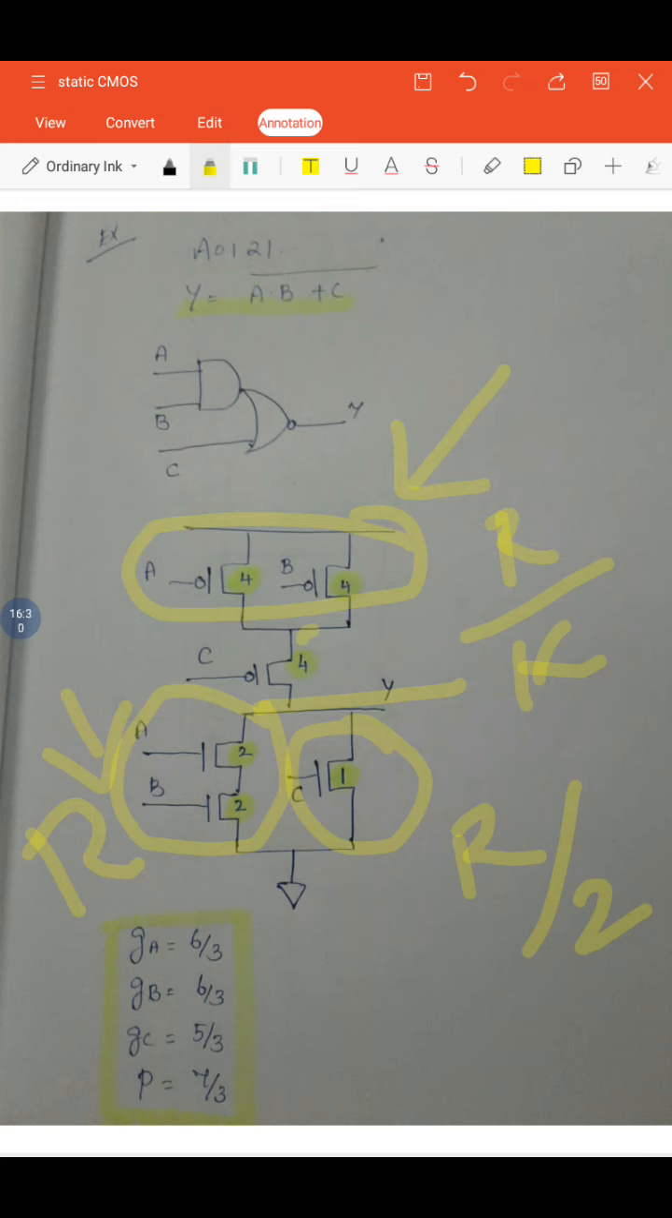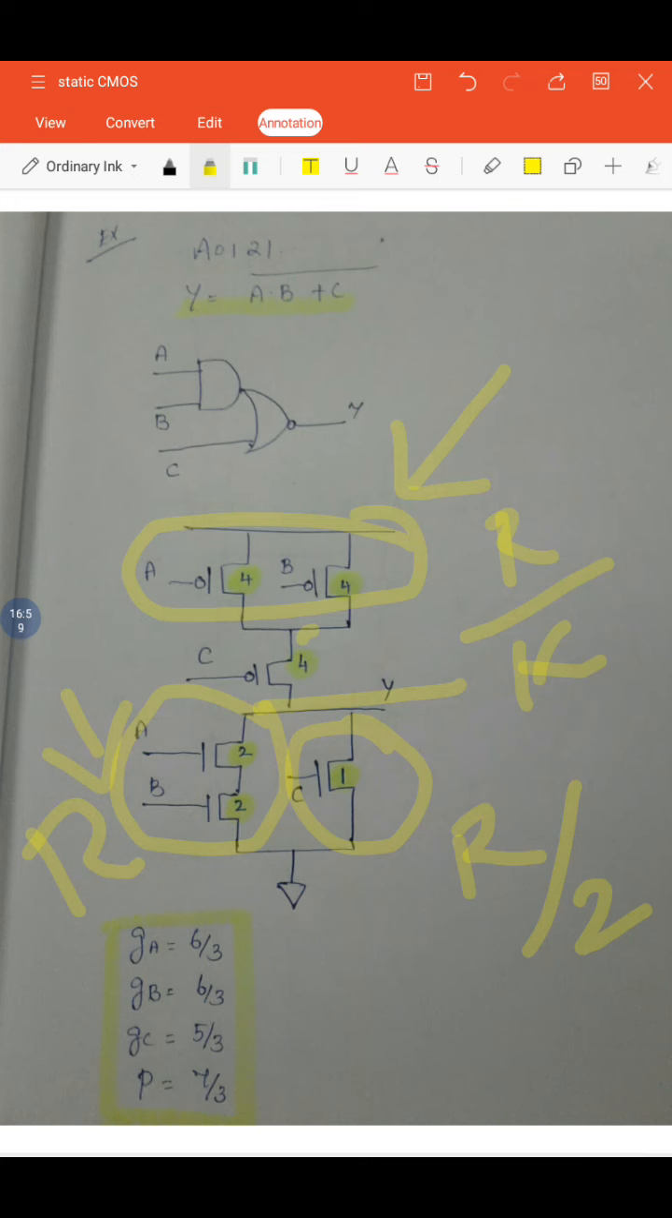Under worst case, whenever we have parallel connections, at any time one line must be in on mode. That is, one line will be connected. So either this first line, the AB line, or this C line must be connected. That is the parallel logic. Considering that case, if the AB line is not connected, then the C line alone must be connected to the output.